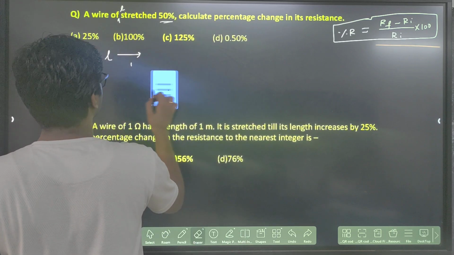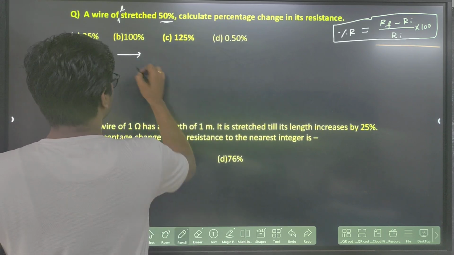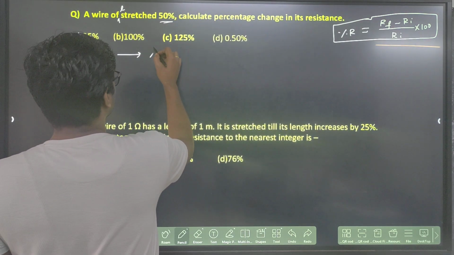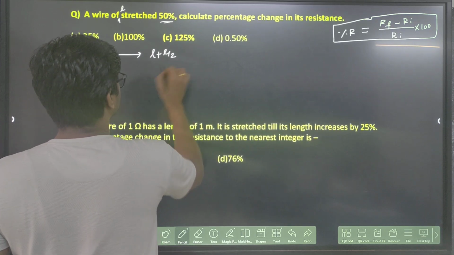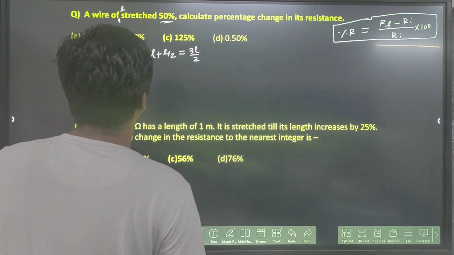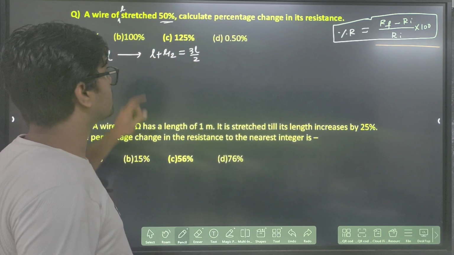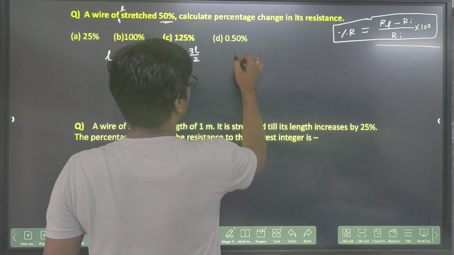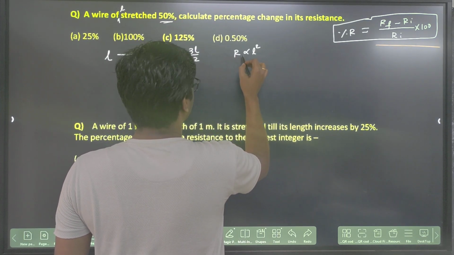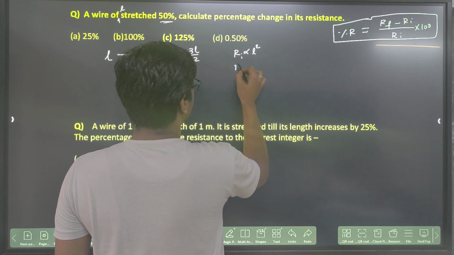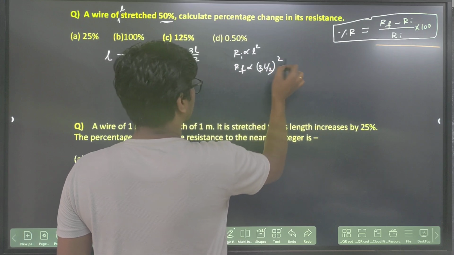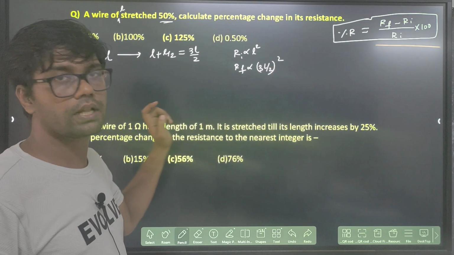So L is stretching 50%. If you are stretching 50%, what does it mean? You are increasing L by L by 2. 50% means L by 2, right? So it will go to L plus L by 2, so it will be 3L by 2, right? This will be the final length, and L is the initial. If stretching is happening, you know that R is proportional to L square, right? So I can say that R initial is proportional to L square and R final will be proportional to 3L by 2 whole square, right? Because R is proportional to L square.